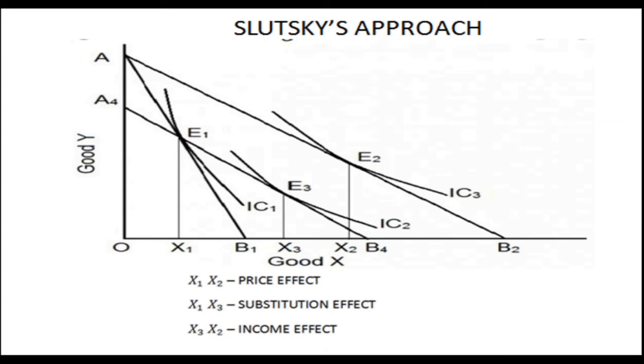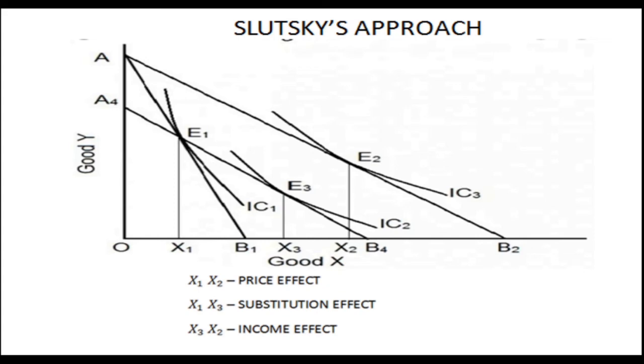So the movement from E1 to E2 is the price effect, because the consumer moves from E1 to E2 due to a change in price of X. So this is the price effect. And here the consumer is able to purchase some extra units of good X, that is X1, X2 of good X more, due to the price effect. So X1, X2 is the price effect.